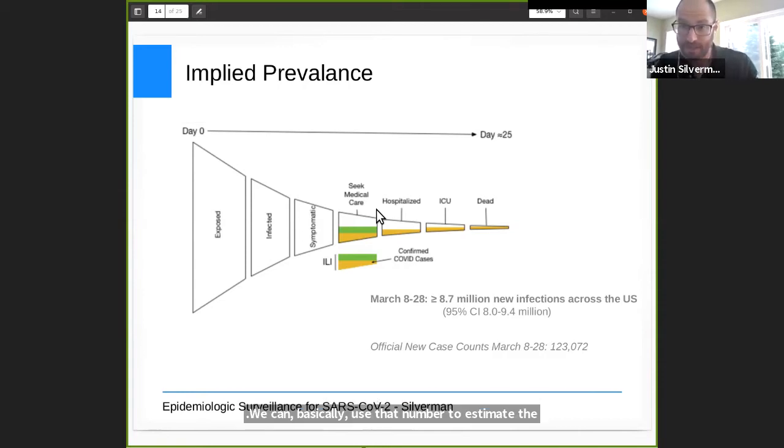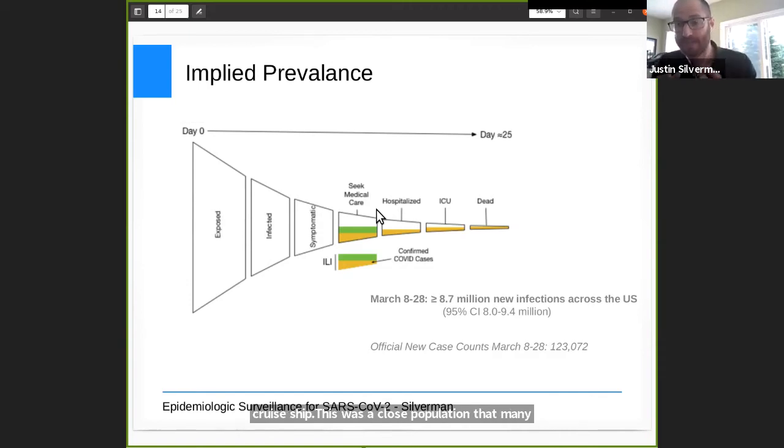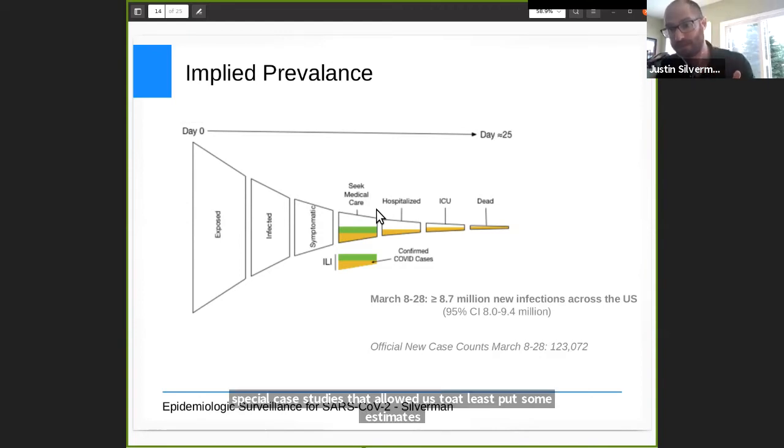Then there were some interesting early cases that allowed us to also back out the estimate for the number of infected. For example, the Diamond Princess cruise ship. This was a closed population where pretty much everyone was exposed to COVID. And we have data there that helped us figure out how many of those people ended up going on to develop symptoms. So you have these special case studies that allowed us to put some estimates on the relationship between the number of infected and the number who develop symptoms.